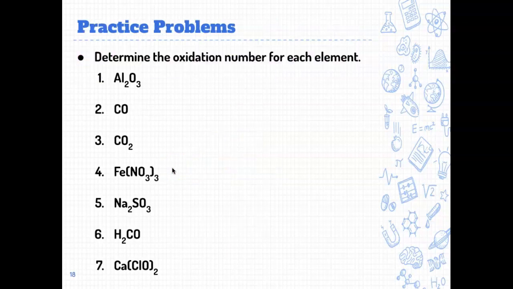Okay, what I'd like you to do is pause the video right here, and I'd like you to try these 7 problems. Go through and see if you can find the oxidation numbers for each one of these compounds. So look for the oxidation number for aluminum and oxygen in the first one, carbon and oxygen in the second, so on and so forth. Pause the video, try these on a piece of scrap paper, and then what I would like you to do is check your answers. When you hit unpause, the next slide will have the answers. So do as I say, pause it, try these on a piece of scrap paper, and then check your answers.